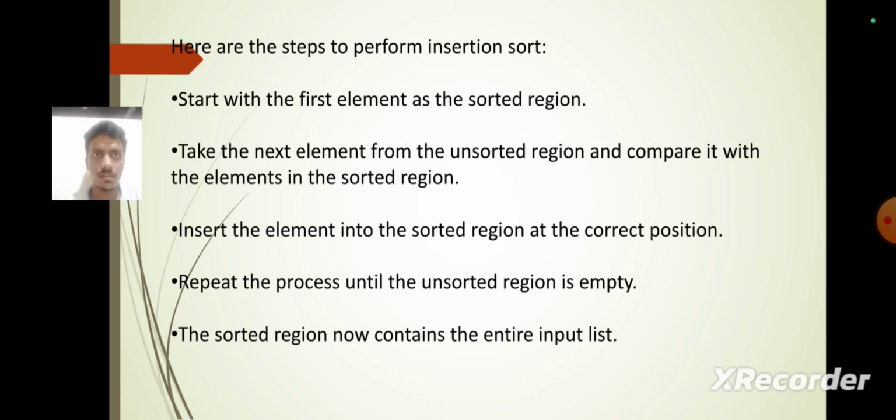Here are the steps to perform insertion sort. Start with the first element as a sorted region. Take the next element from the unsorted region and compare it with the elements in the sorted region. Insert the element into the sorted region at the correct position. Repeat the process until the unsorted region is empty. The sorted region now contains the entire input list.